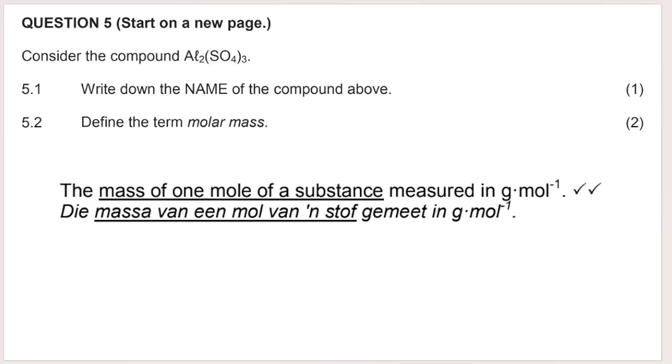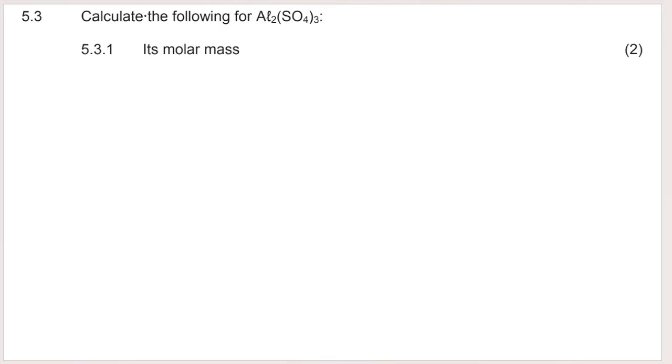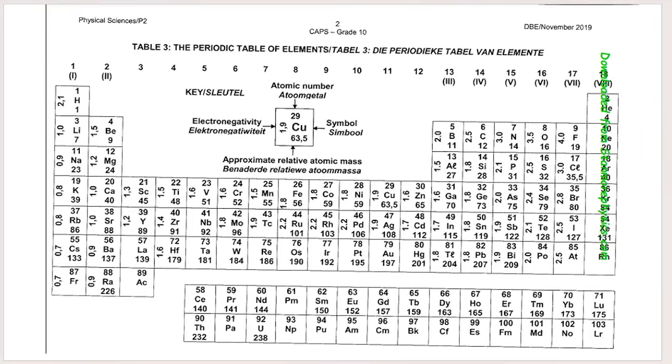In our next question, they ask us to calculate aluminium sulfate's molar mass. So as you know, molar mass is big M. We need to refer to the periodic table in order to calculate molar mass. We need to look at the elements in the compound, and we need to look at the atomic mass numbers associated with each element. So we've got aluminium, and we know aluminium has an atomic mass of 27. Sulfur has an atomic mass of 32. And then oxygen has an atomic mass of 16.